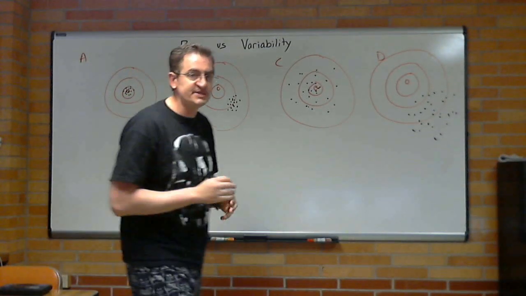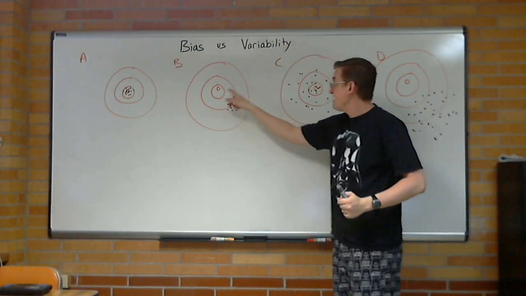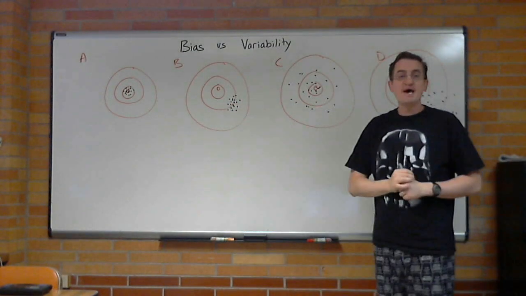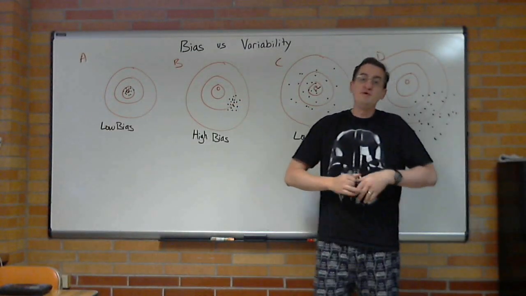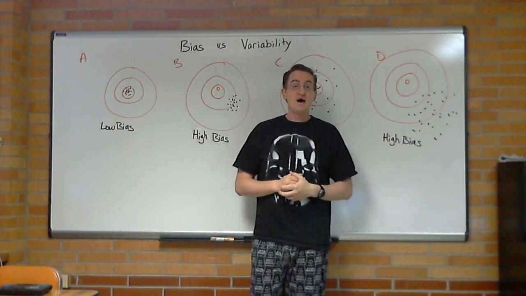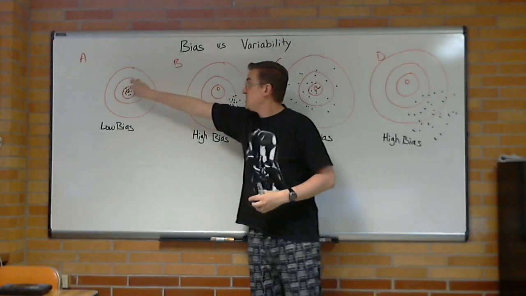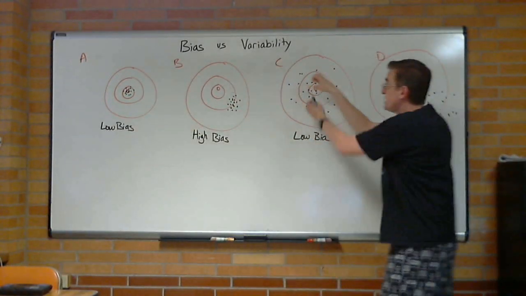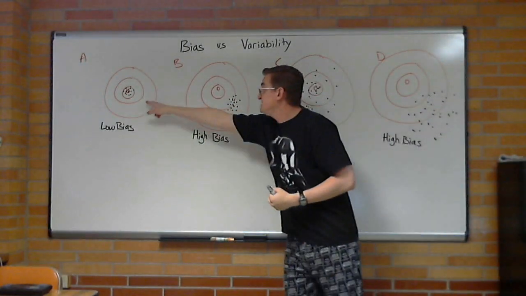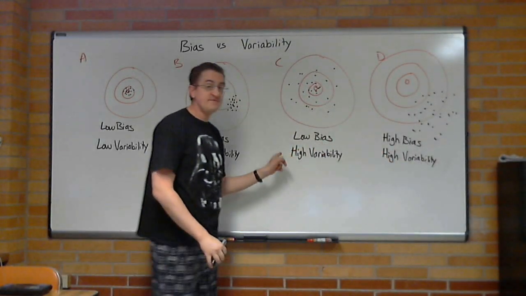Here's how we are going to define it, though. Notice some of these are centered over what you are aiming at. These 2 are centered over the target. That means they have low bias. Meanwhile, the other ones that are not on target, these would have high bias. Notice also, sometimes the bullets clump together very close. Other times, there's a lot of spread here. We call that variability. So these guys have low variability, whereas these guys have high variability.